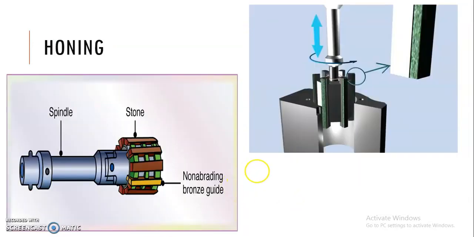Now I have shown this as an image or a picture. This is the spindle, and around the periphery of this cylindrical spindle various stones are attached, which I can call sticks also. Already I have explained this. These sticks we reciprocate inside the cylinder as well as rotate, and the combined motion of this rotary and reciprocating action removes very fine material with the help of this honing tool.